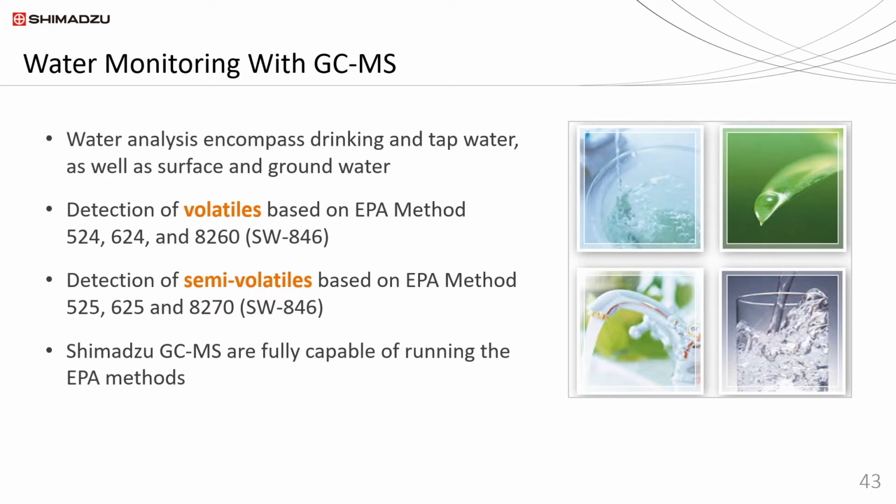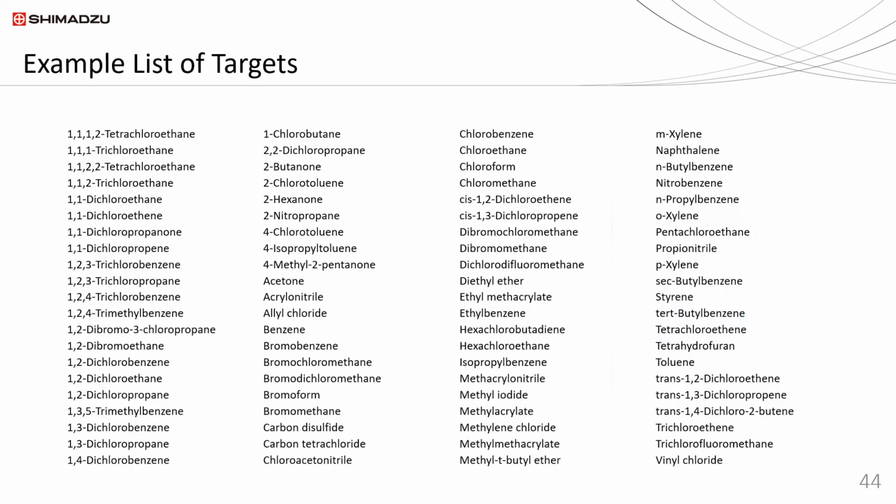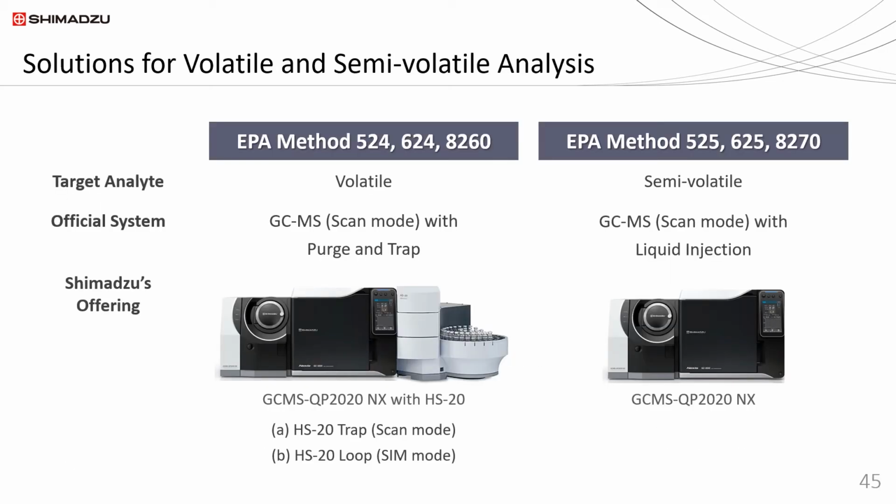With the constant evolution of water monitoring methods, Shimadzu has made it a point to keep up with the current requirement. An example of target compounds monitored during water analysis are shown here. Most of them are in fact chlorinated or brominated compounds such as dichloropropene, chlorotoluene, benzene, bromochloromethane, or even styrene and xylene. For the analysis of volatile compounds, the official EPA method recommends a purge and trap sample introduction method.